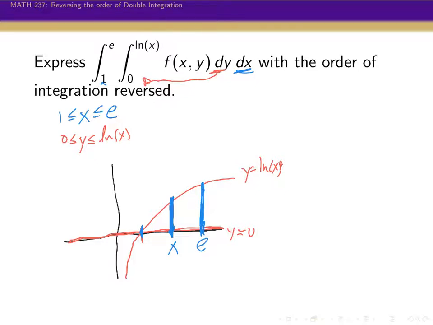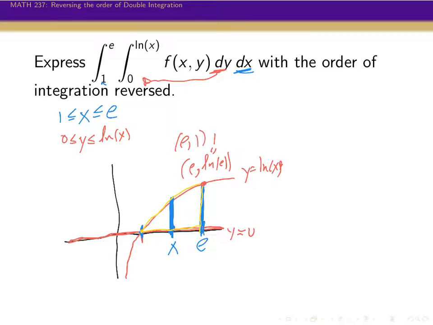Okay, so we can see our region here is this bit underneath natural log of x, from x equals 1 to x equals e. Okay, and what's the point that this hits here? Well, this would be the point e, natural log of e, but the natural log of e is 1. And so this is the point (e, 1).